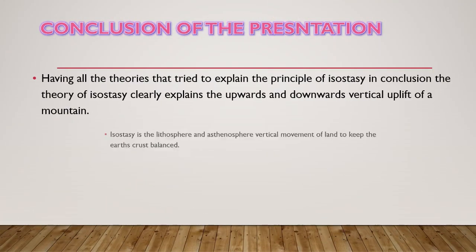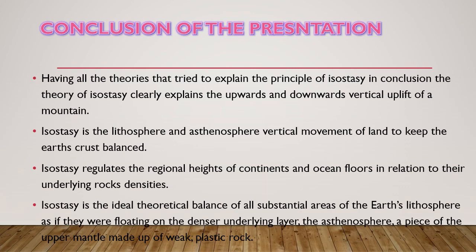Conclusion of the presentation. Having covered all the theories that try to explain the principle of isostasy, in conclusion, the theory of isostasy clearly explains the upward and downward vertical movement of the mountain. Isostasy is the vertical movement of land, lithosphere and asthenosphere, to keep the Earth's crust balanced. Isostasy regulates the regional height of continents and ocean floors in relation to their underlying rock densities. Lastly, isostasy is the ideal theoretical balance of all substantial areas of the Earth's lithosphere as if they were floating on the denser underlying layer, the asthenosphere, a part of the upper mantle made up of weak plastic rocks.